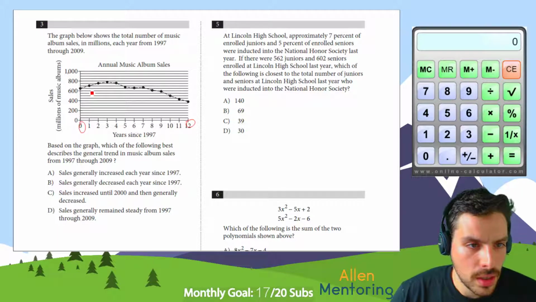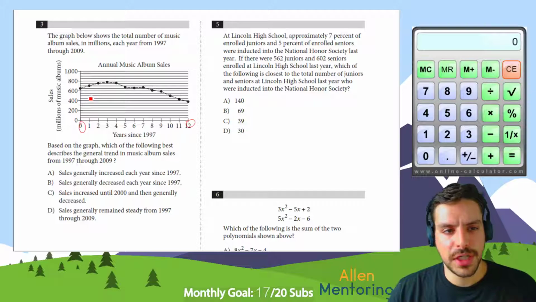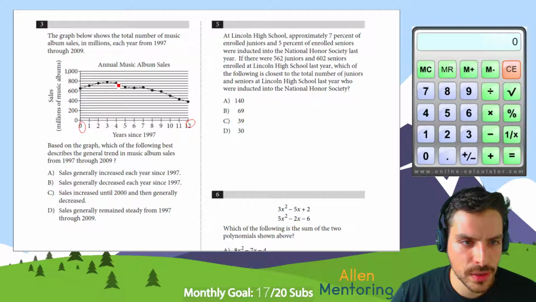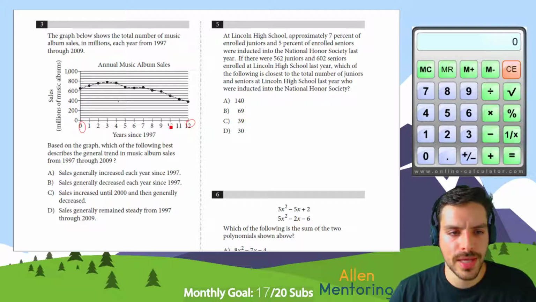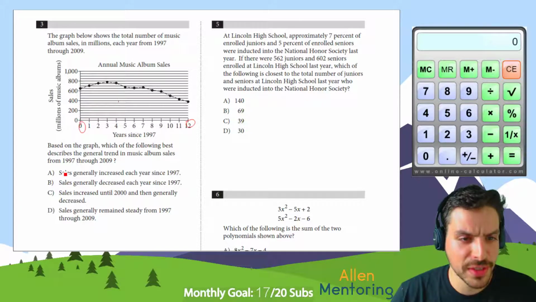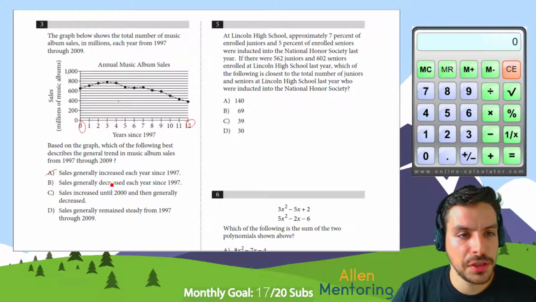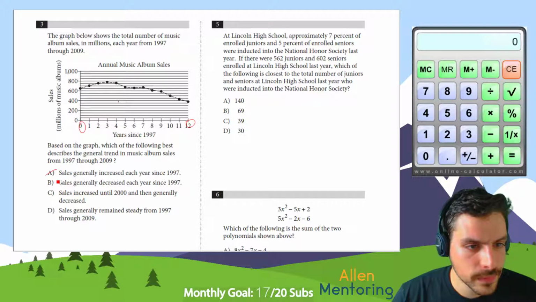So let's see. Just looking at it before even checking out the answer choices, right? I see that it kind of goes up until about 2001, then drops a little bit and keeps on dropping all the way until 2009. Okay, so sales generally increased each year. That is not true. Generally decreased, that's not true.